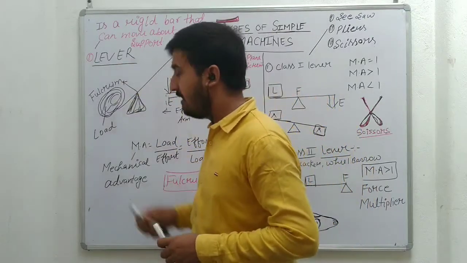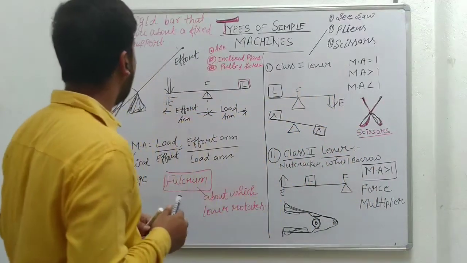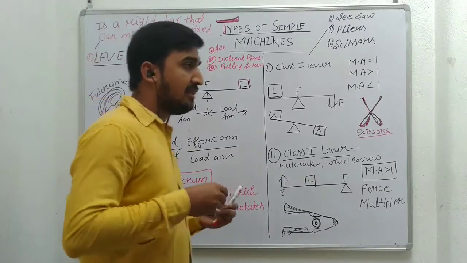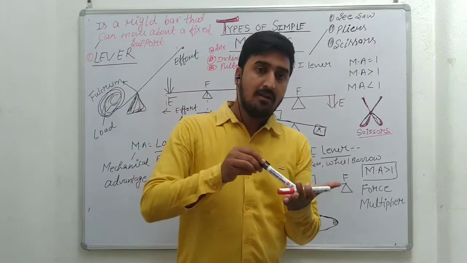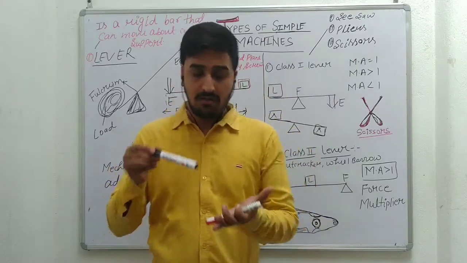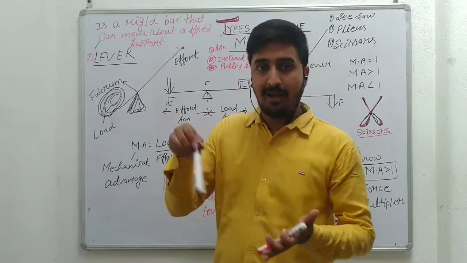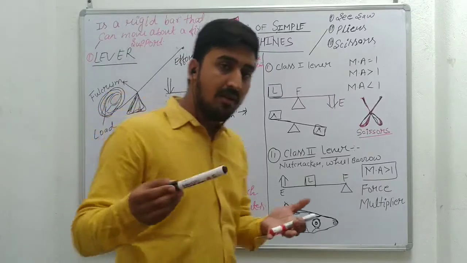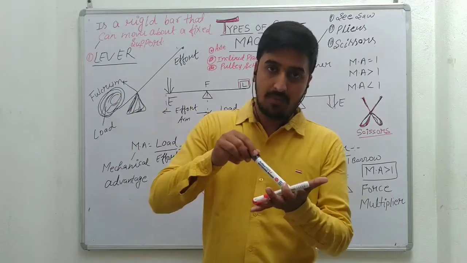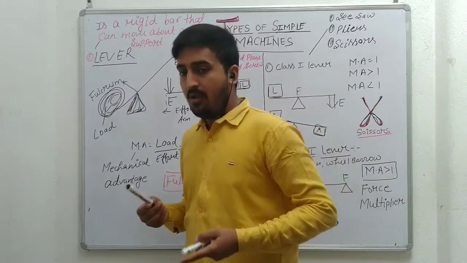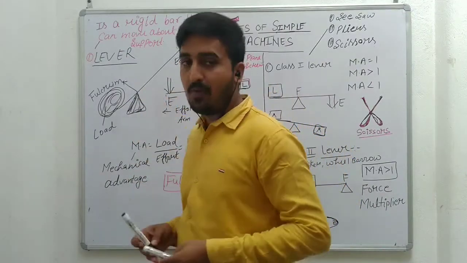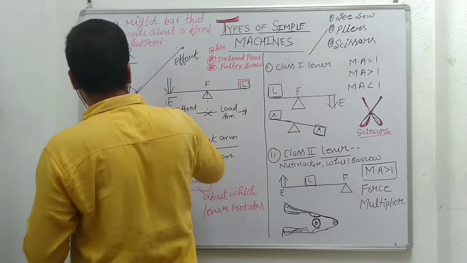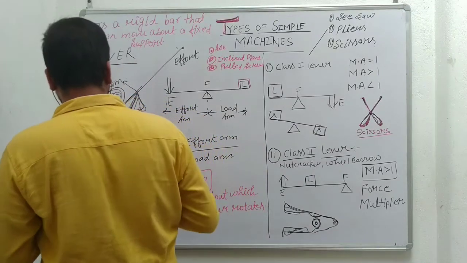So the first one is lever. Lever is a rigid bar that can move about a fixed support. Lever is a simple and rigid bar that can move about a fixed support. After that we'll discuss the meaning of fixed support. But lever is a rigid bar that can move about a fixed support. So it is a type of machine. Here we have a simple bar, that is lever.